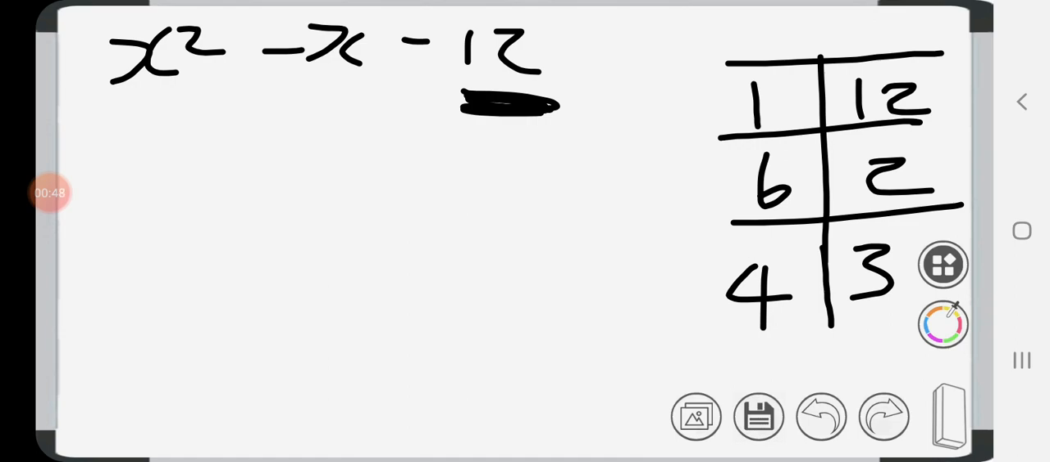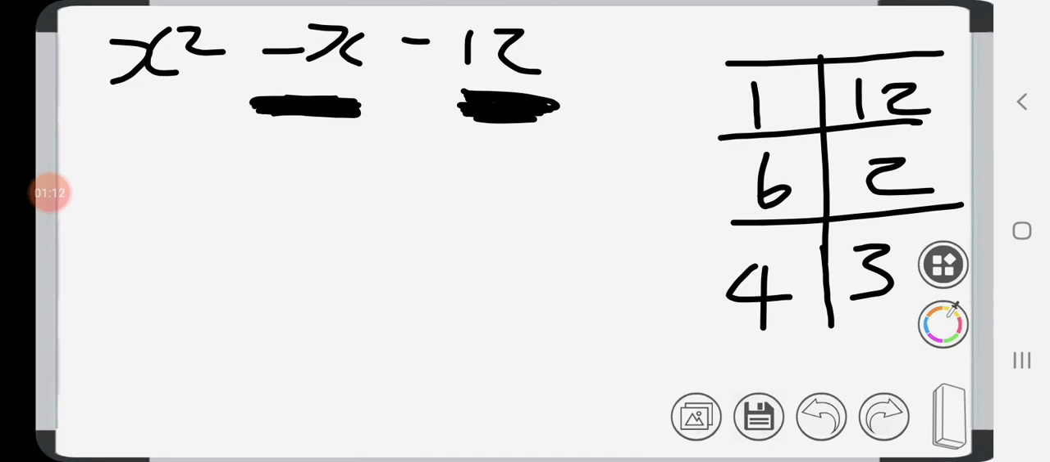Now, we need to test all these options of 12 to see how we are going to get to the minus 1, which is the coefficient of x. It means that of the two numbers that multiply to give you 12, you must choose the ones that, if you add them together, will give you minus 1.